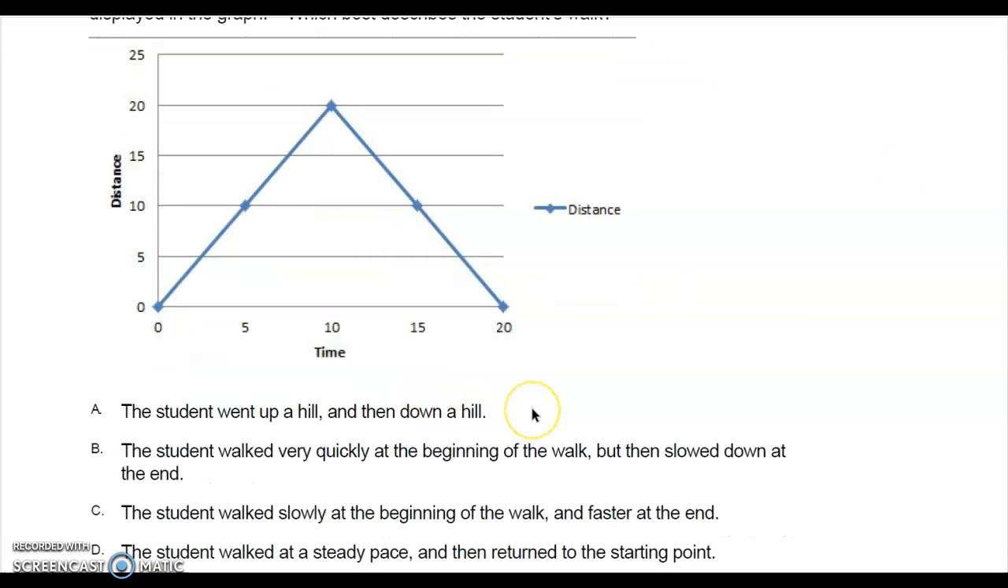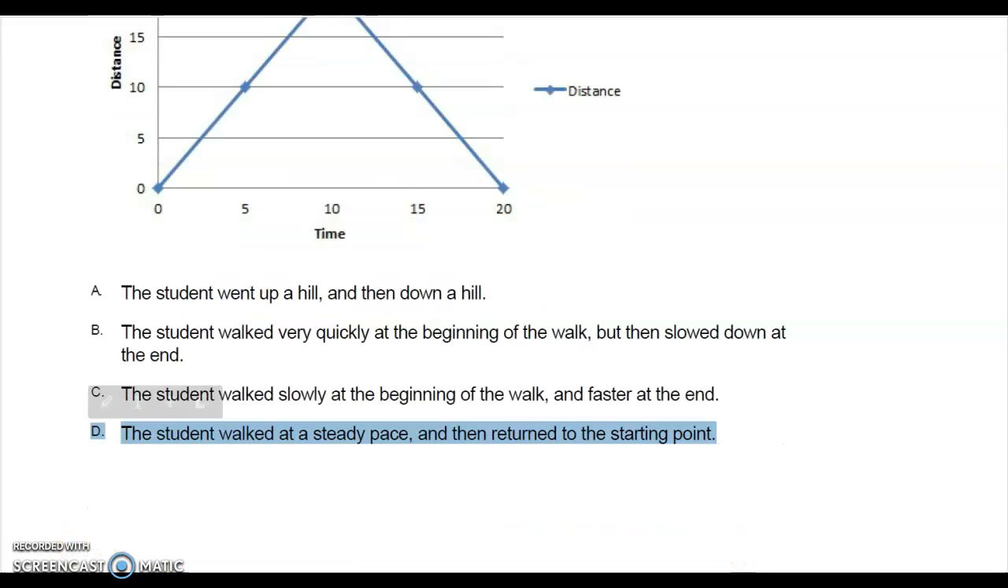We know it's not A. The student did not go up a hill and down a hill. The student walked very quickly at the beginning, but then slowed down. I don't see anything about slowing down. This is not slowing down. This is not a speed time graph. The student walked slowly at the beginning and faster at the end. Actually, these two slopes look about the exact same. So he's walking the same speed away from the starting point and to the starting point. The student walked at a steady pace and then returned to the starting point. Hopefully when you answered this one, you answered D.